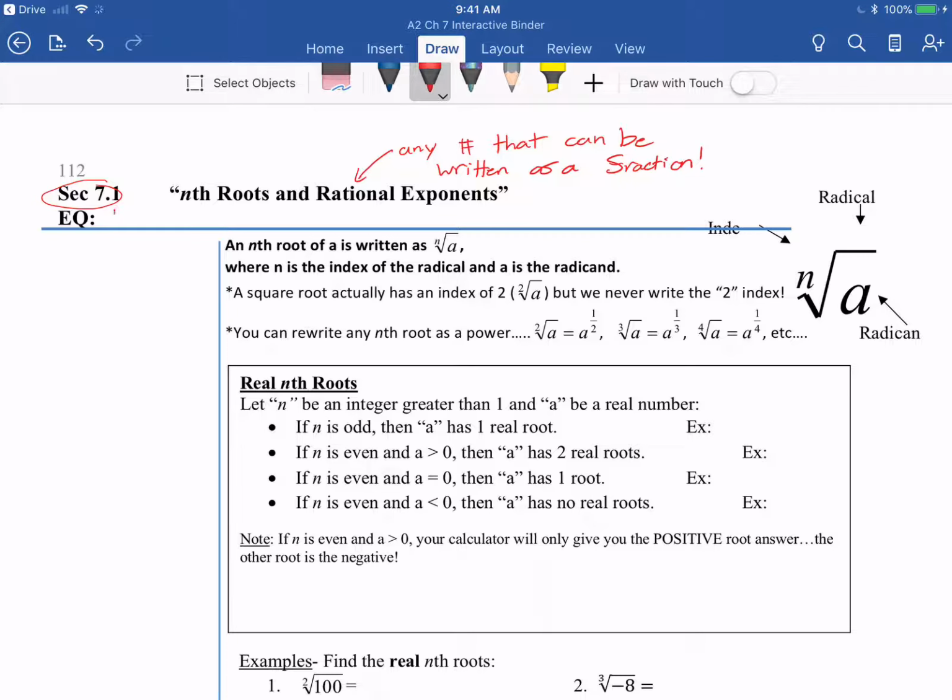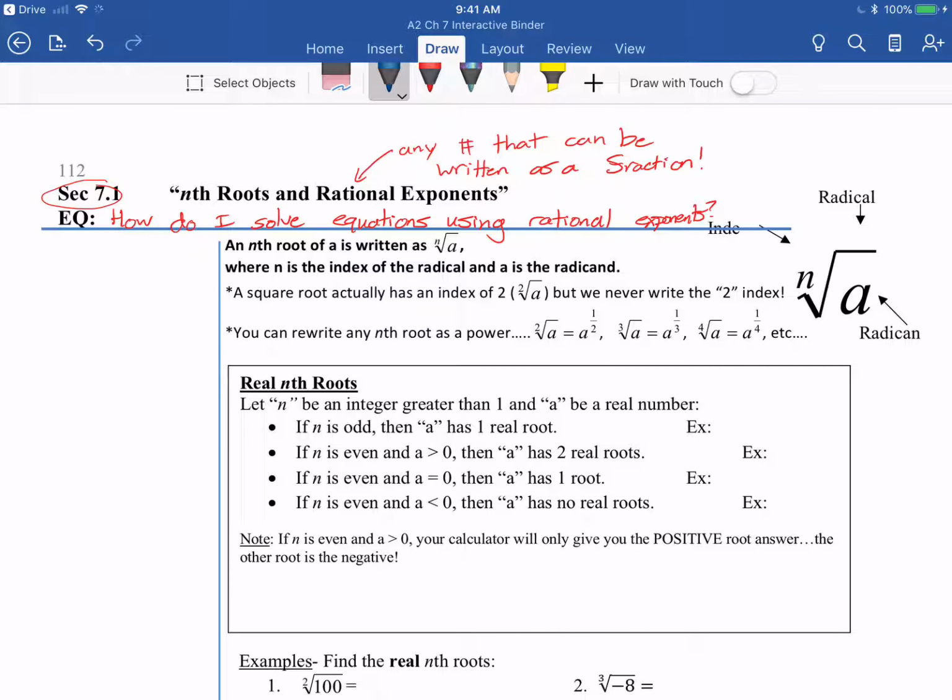And the main thing today, my essential question is, how do I solve equations using rational exponents? Alright, perfect. So that's my main thing that we're going to talk about today.